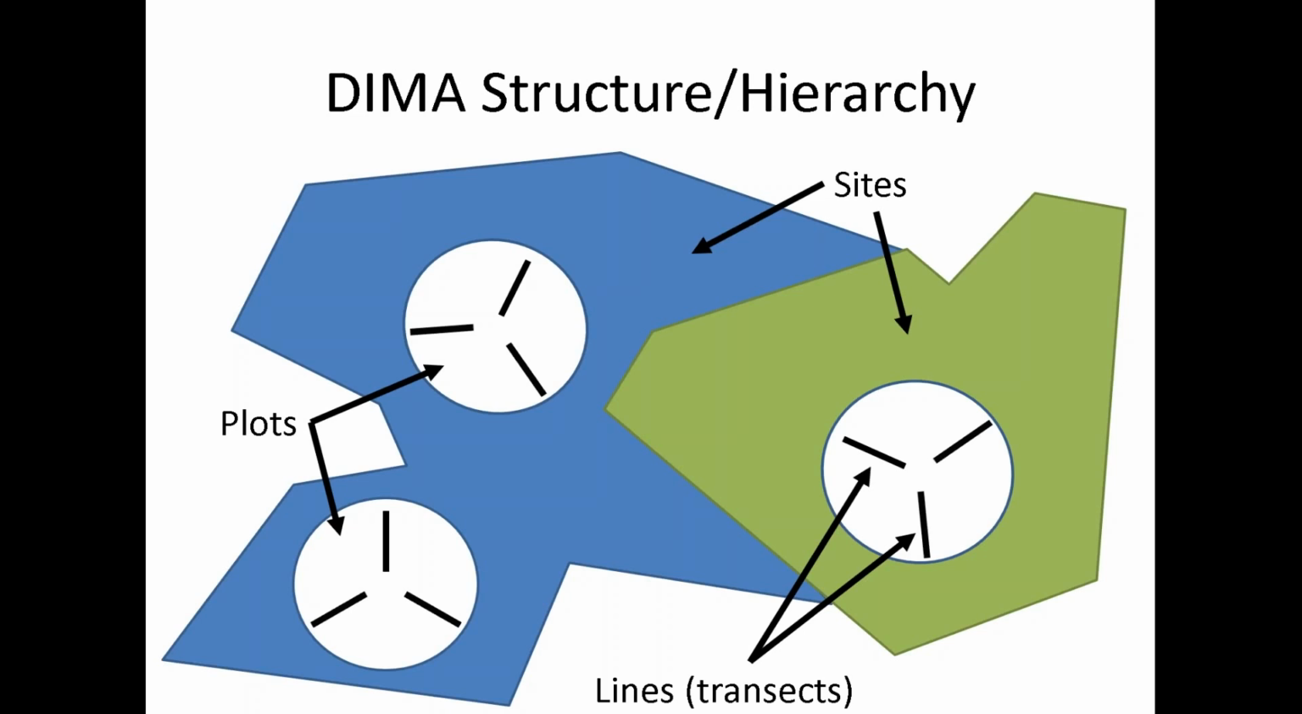And a plot is the entire area that you assess, and within that plot, you could have lines or transects, and we treat transects as subsamples as a way of distributing measurements across the sites, but we don't treat those as reporting entities in and of themselves.